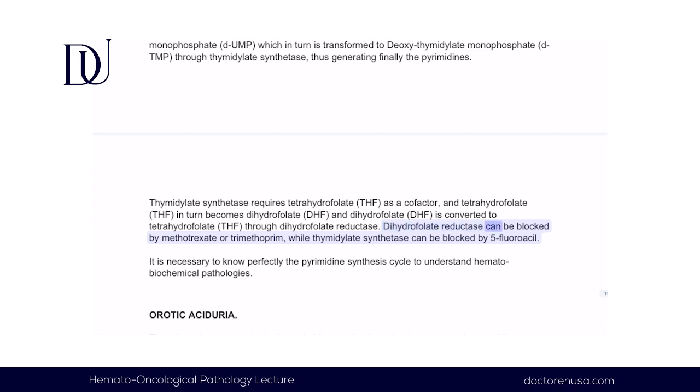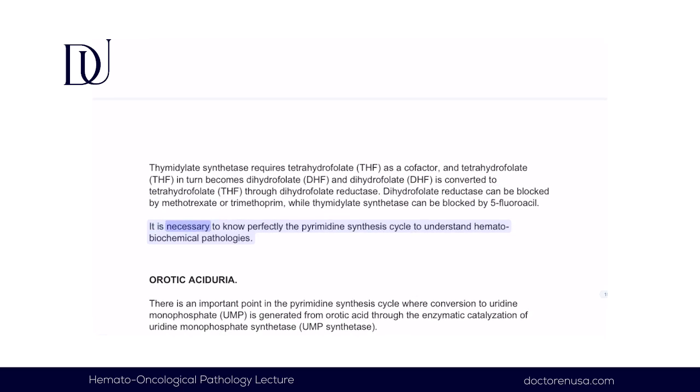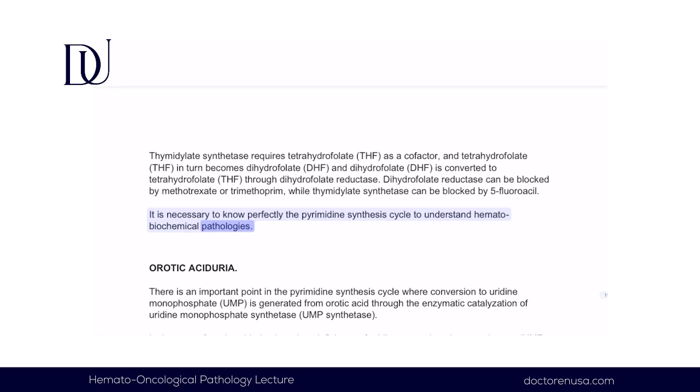Dihydrofolate reductase can be blocked by methotrexate or trimethoprim, while thymidylate synthetase can be blocked by 5-fluorouracil. It is necessary to know perfectly the pyrimidine synthesis cycle to understand hematobiochemical pathologies.